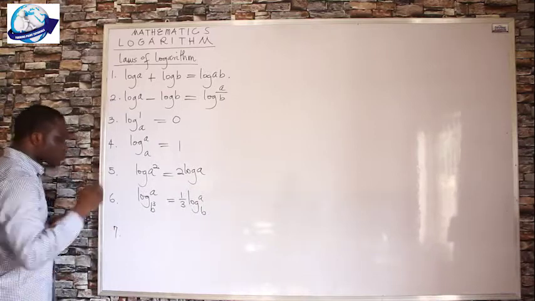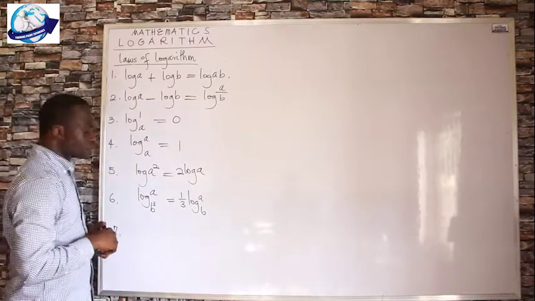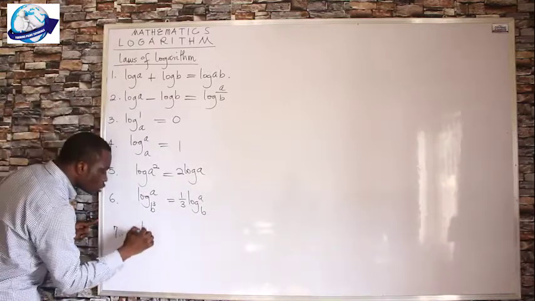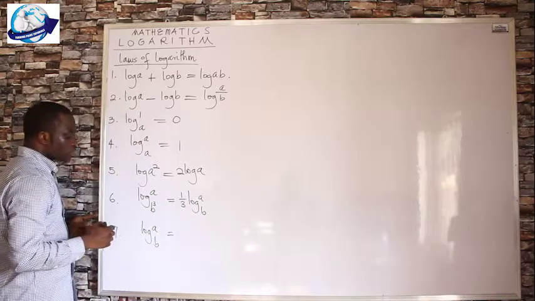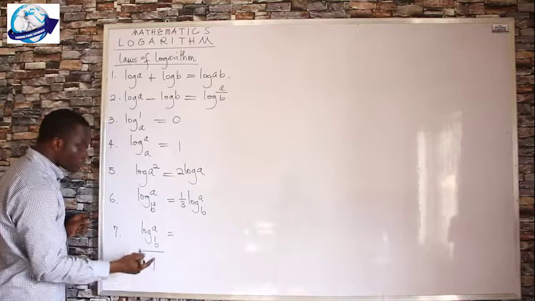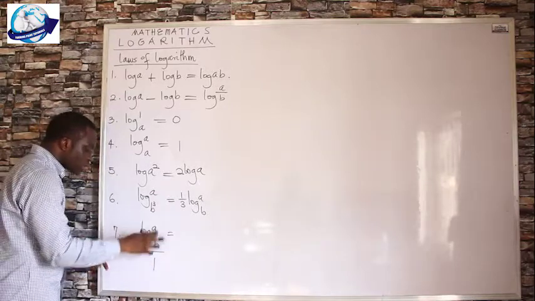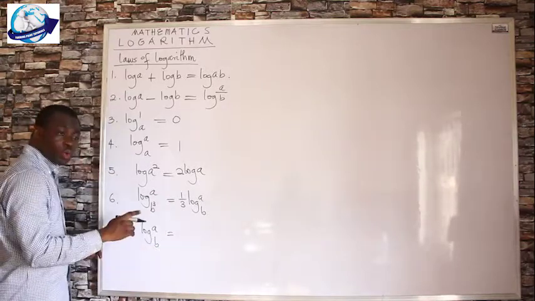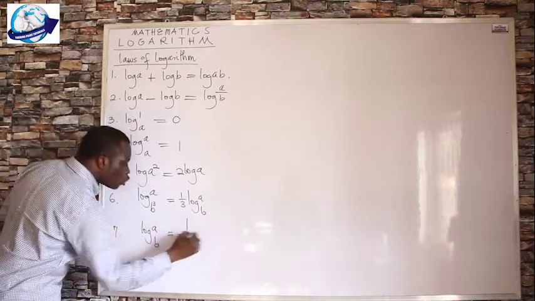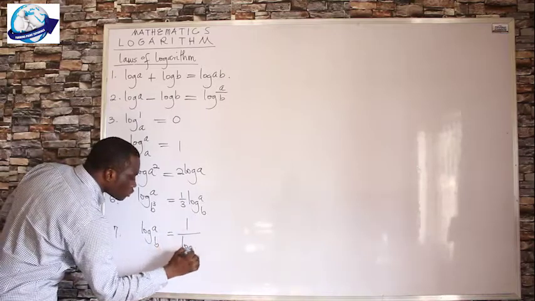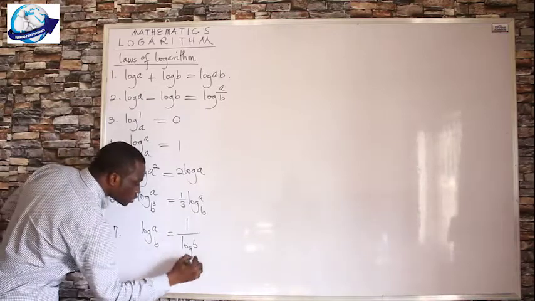Number 7, let's call it inverse logarithm. If I give you log A base B, and mind you, everything here is over 1. So if I'm trying to take the reciprocal of it, that means 1 over this, the base becomes a logarithm, while the logarithm becomes a base. So I'll have 1 over log A base B, you write log B base A.